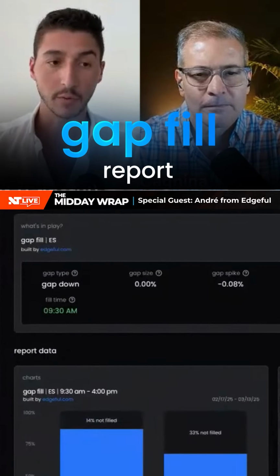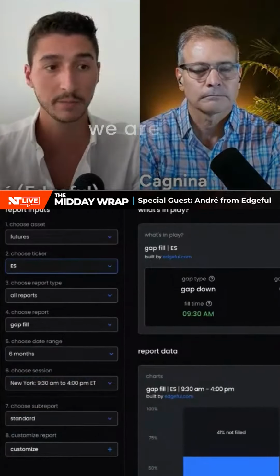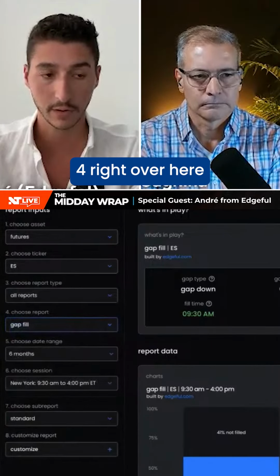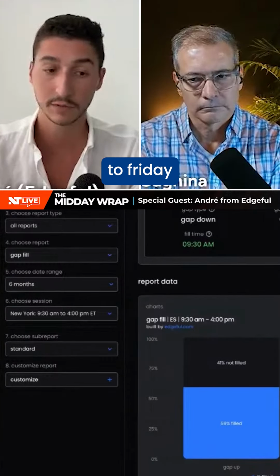Looking at the gap fill report here, and I'll go to the last 6 months. So here we're looking on the left sidebar. We're looking at ES. We're looking at the gap fill report. That's the number 4 right over here. In the last 6 months, and that's from September 17th to Friday.